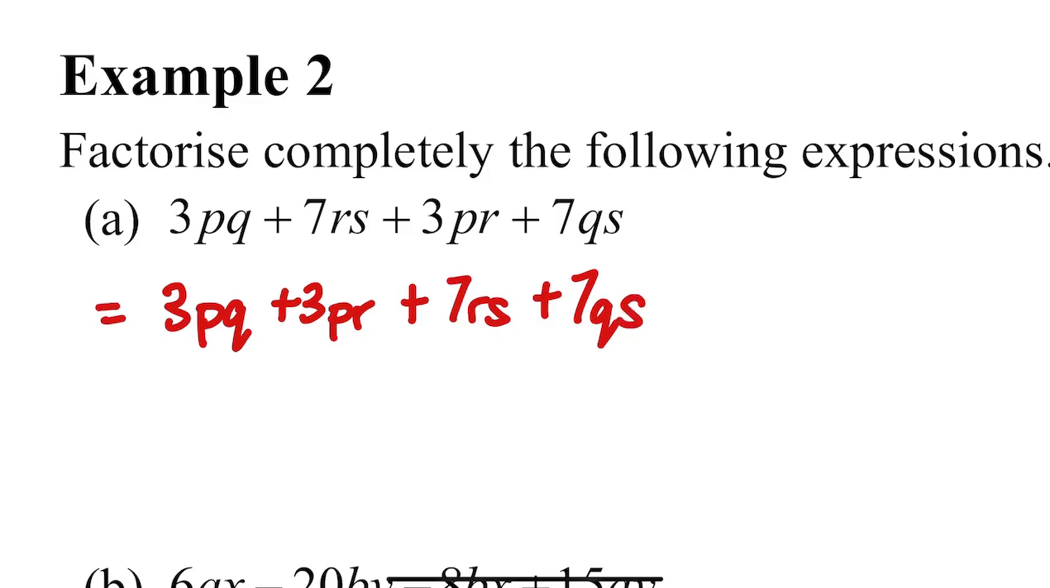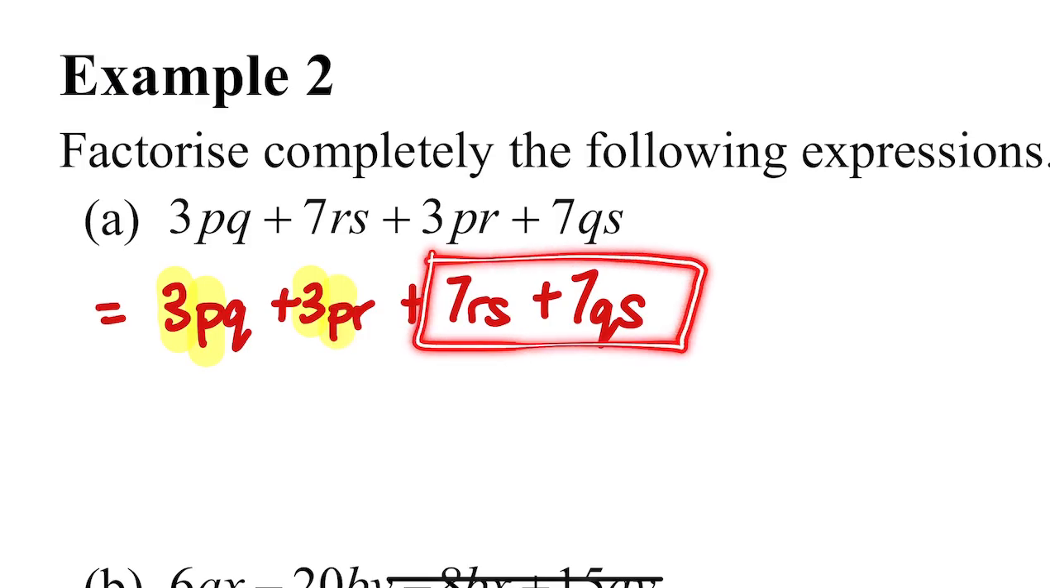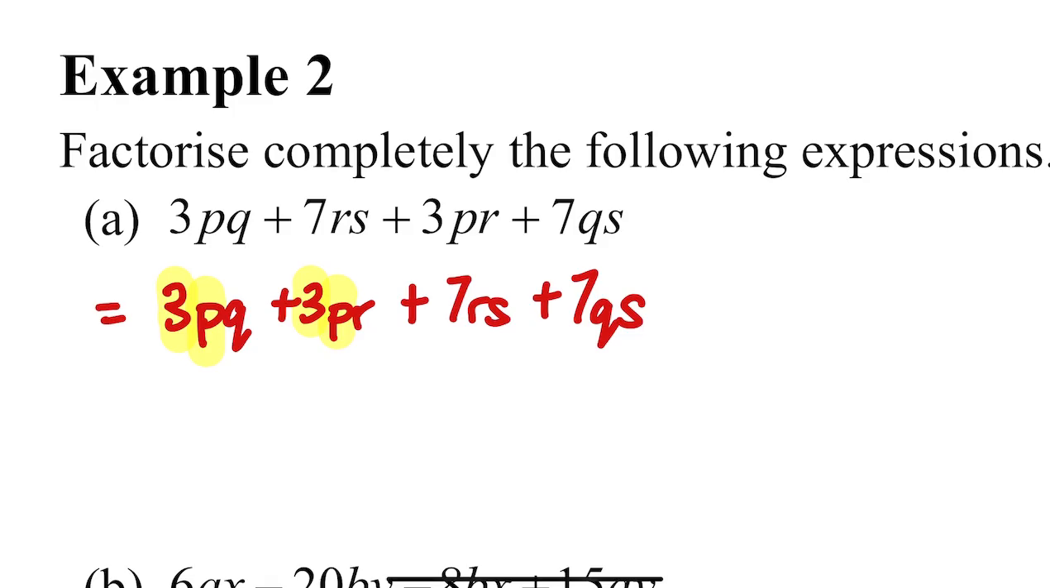Okay, now once I rearrange them, I check again. First two terms over here, are there any common factors? I notice that 3 is a common factor. I have P. P is also another common factor. And now I look at the second two terms, the next two terms. Any common factors? I see that I have 7 as a common factor and S as a common factor.